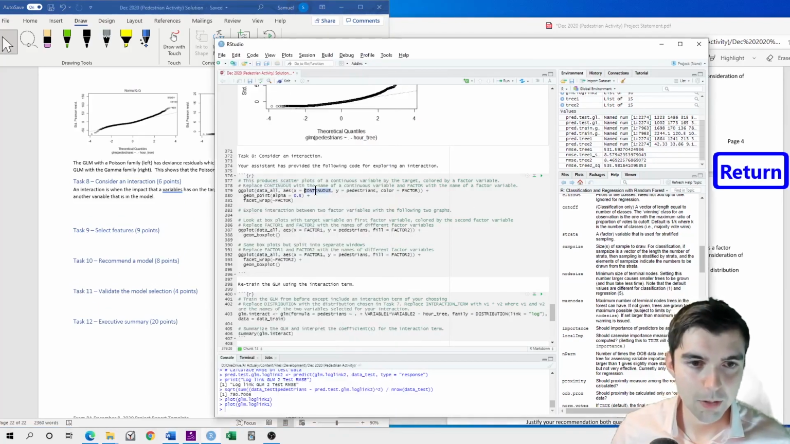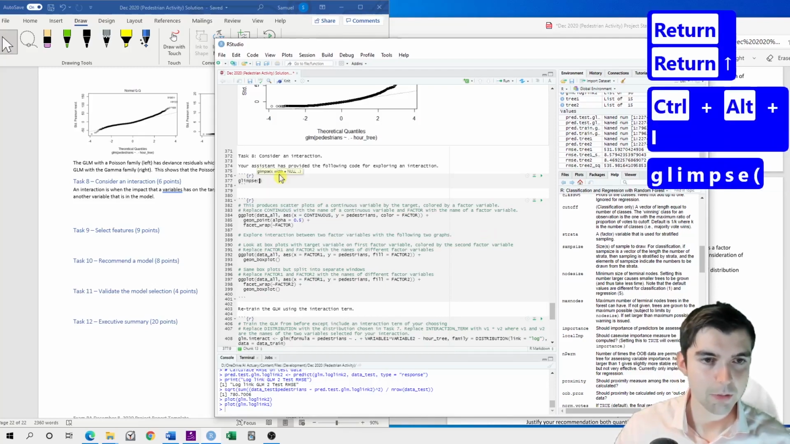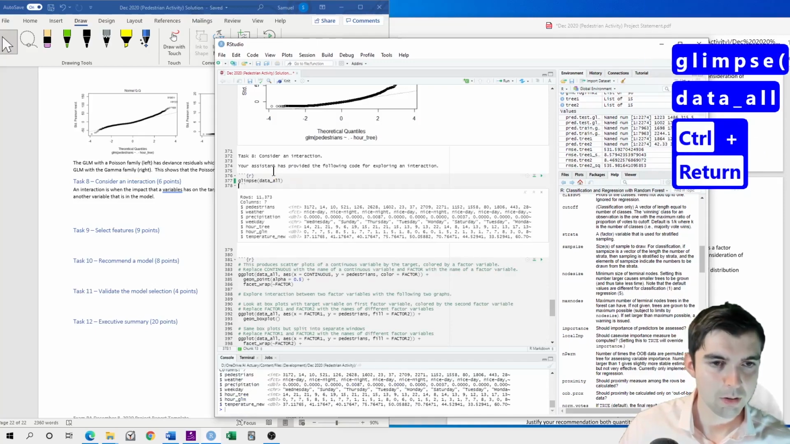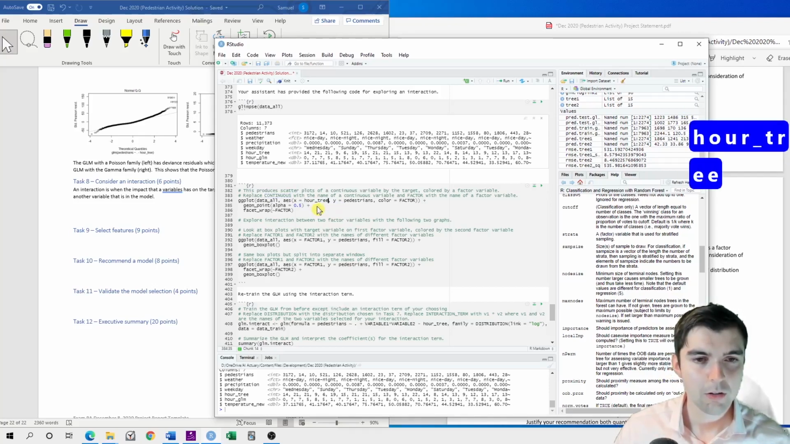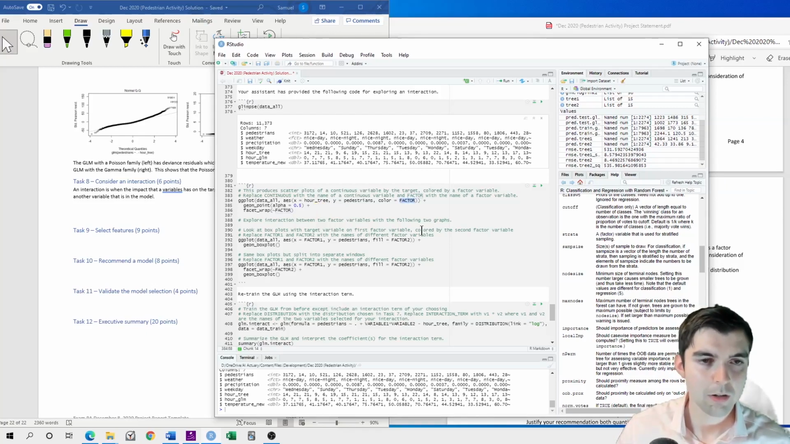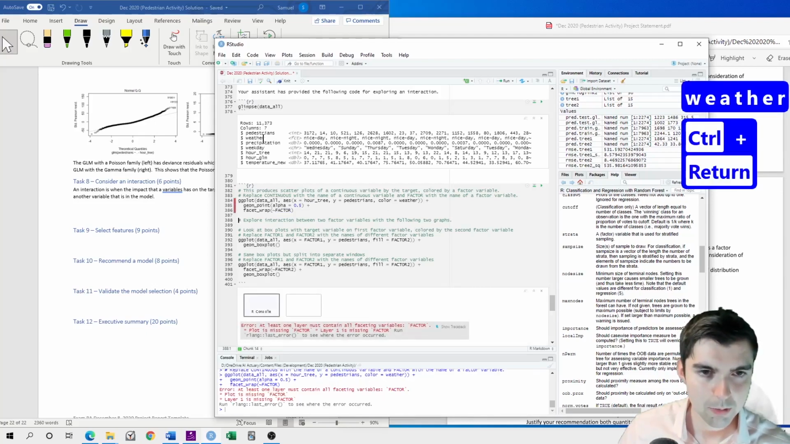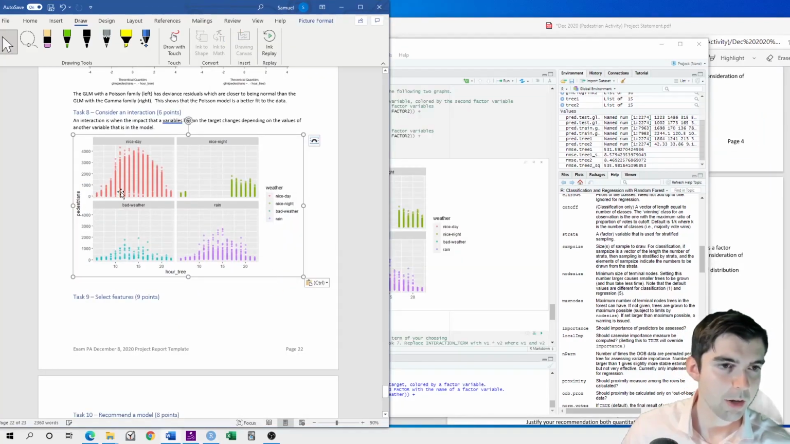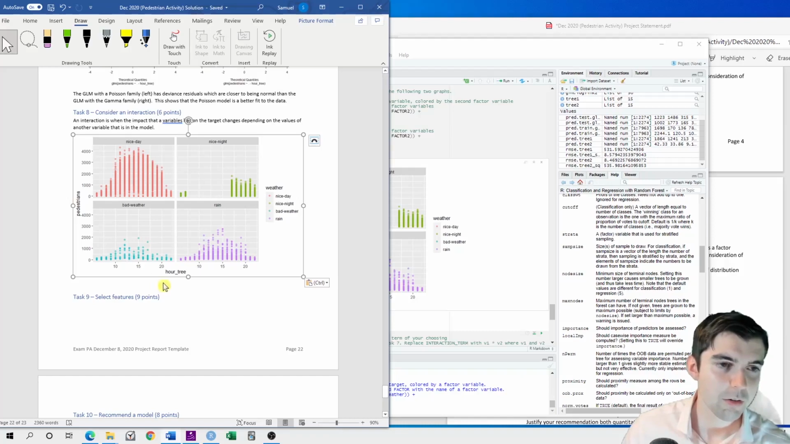So one thing to look at would be, X would be hour. We're using data all, so I actually don't remember which variables we're using. Okay, so continuous will be hour tree, and then color will be, well, if we wanted to look at the hour and the weather, well, that wouldn't work because weather, okay, so this shows that the x-axis shows the value of hour, the y-axis shows the number of pedestrians.